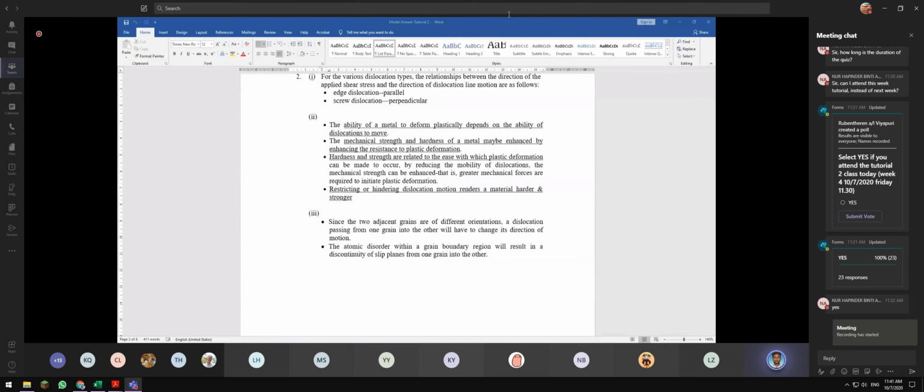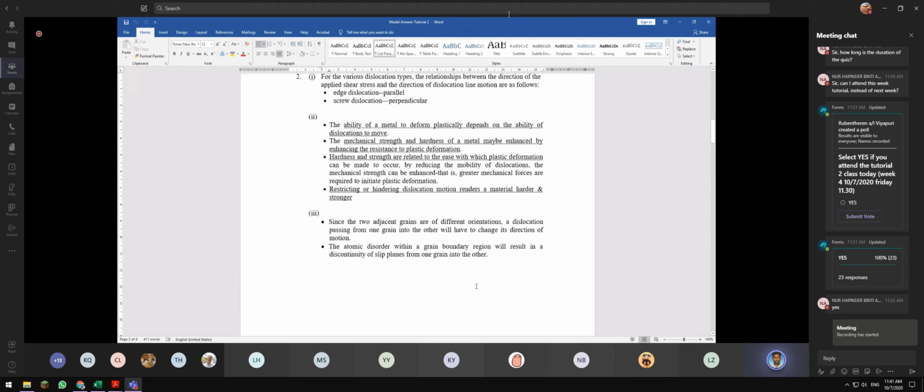Next one, how grain boundary can act as a barrier to dislocation motion. Okay, so grain boundaries: since the two adjacent grains are of different orientation, the keywords that I'm looking for is different orientation. A dislocation passing from one grain into another will have to change its direction of motion. Am I right? It's moving in this direction. Suddenly you have grain boundaries. It needs to move in this direction.